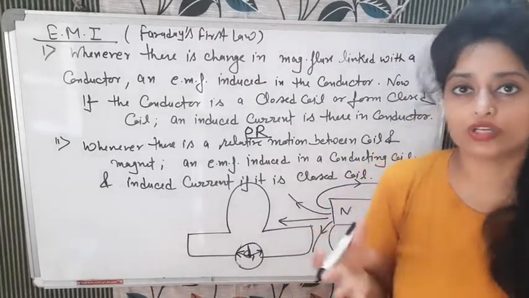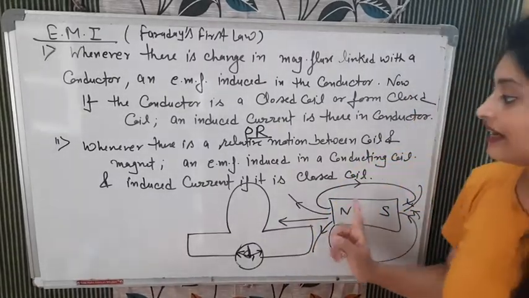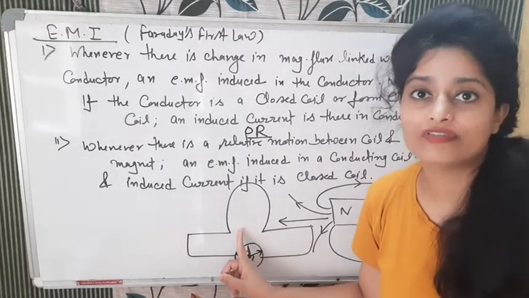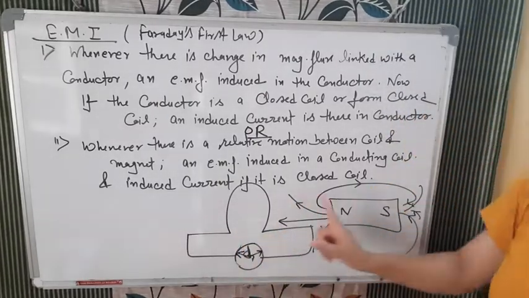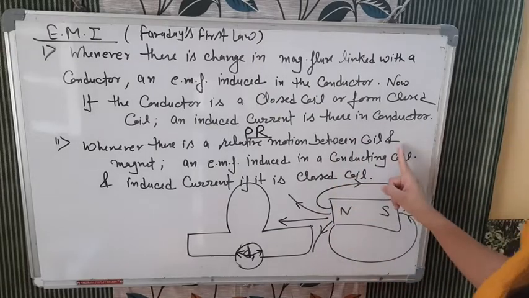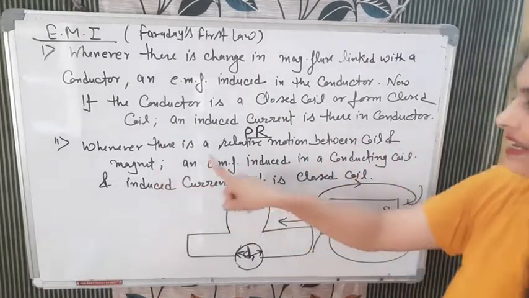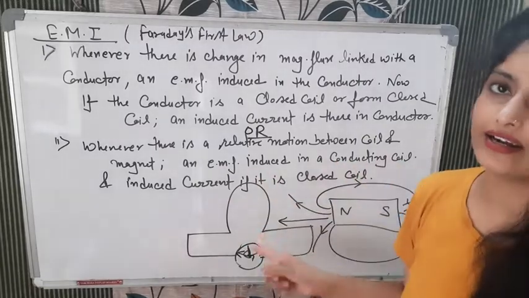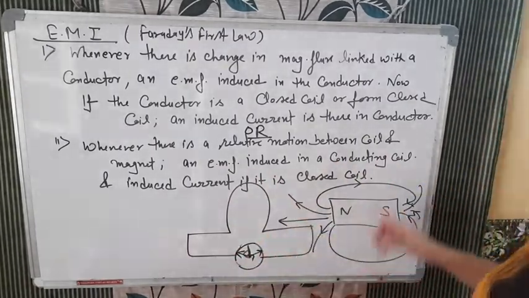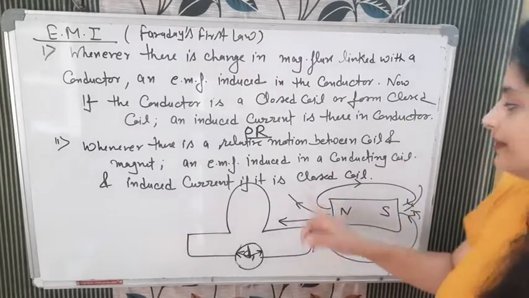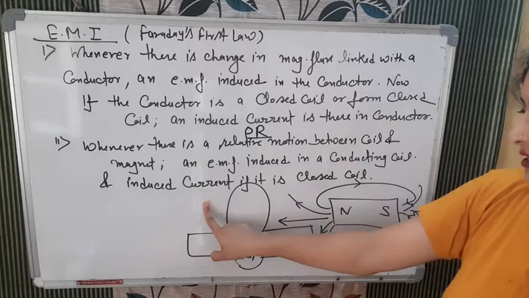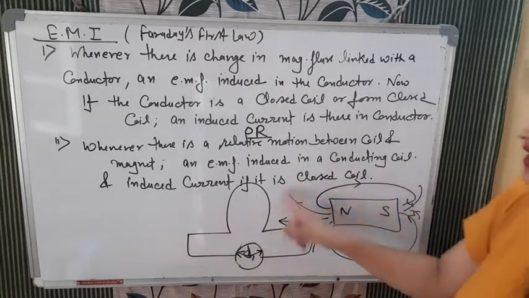So what we are observing is that when there is a relative motion, not only motion but relative with respect to each other, between the coil and the magnet, an EMF is induced in the conducting coil. This coil should be conducting. We know we cannot take an insulating one. If we take an insulating one, how will the current flow then? So in a conducting coil an induced current flows if it is a closed coil.